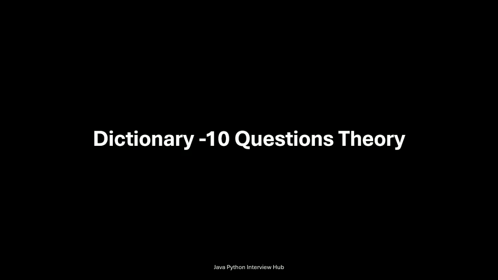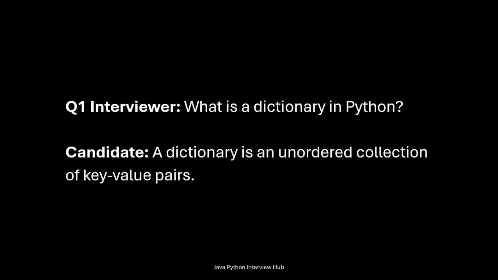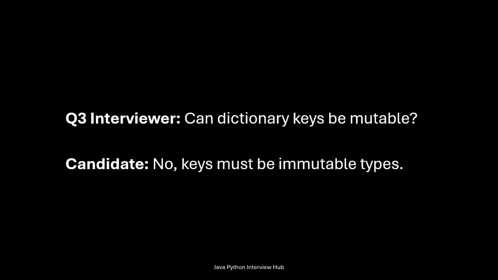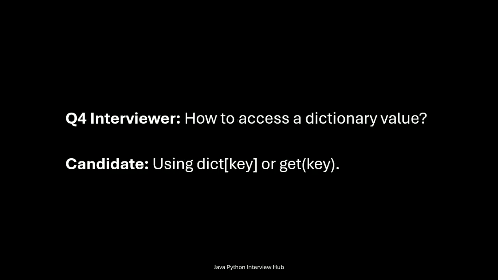Let's move to the dictionary, with 10 theoretical mock interview questions. First one, what is a dictionary in Python? A dictionary is an unordered collection of key value pairs. Next is, how to create a dictionary? Using curly braces or the dict function. Can dictionary keys be mutable? No. Keys must be immutable. We cannot change them.